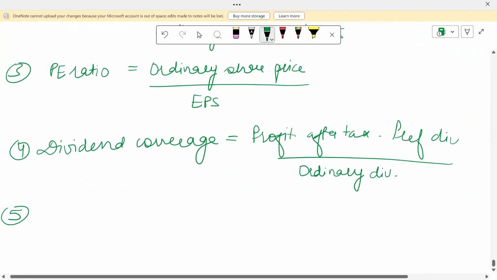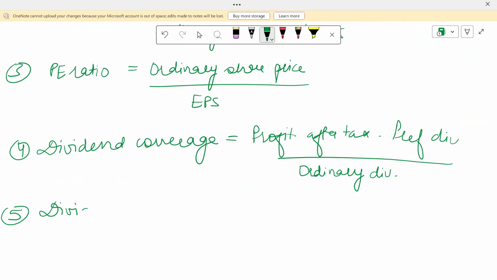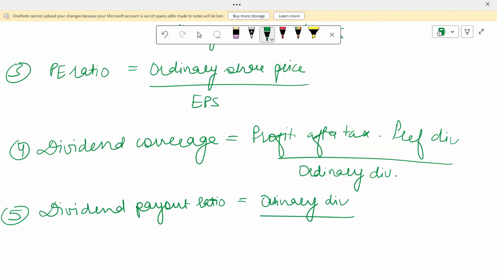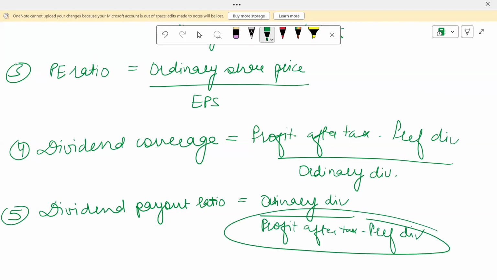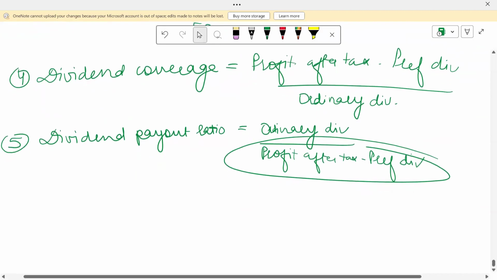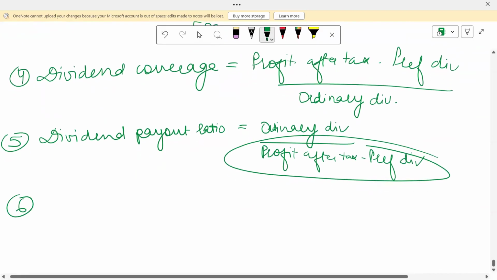Then another ratio that we have is the dividend payout ratio. This is equal to your ordinary dividend divided by profit after tax minus preference dividend. So whichever is the money that is left for the shareholders, out of that money, how much is the dividend which is being paid gives you your dividend payout ratio.